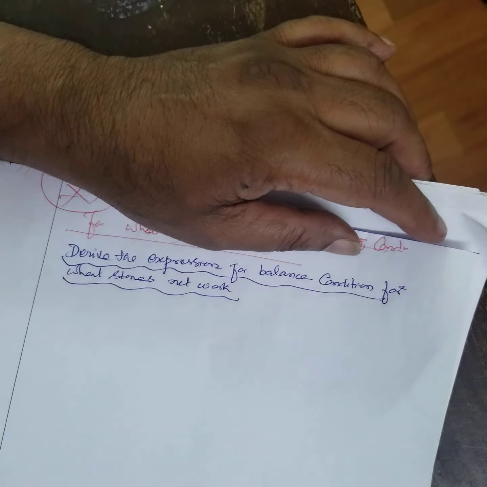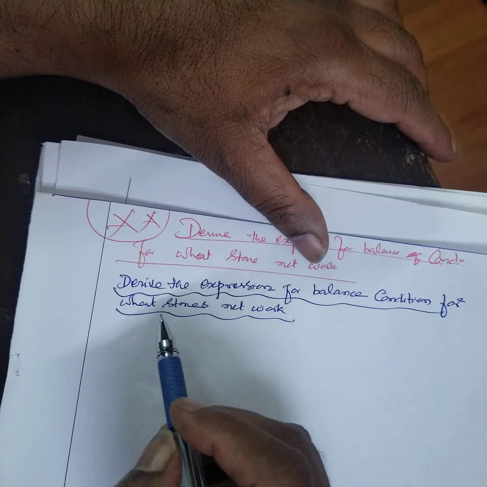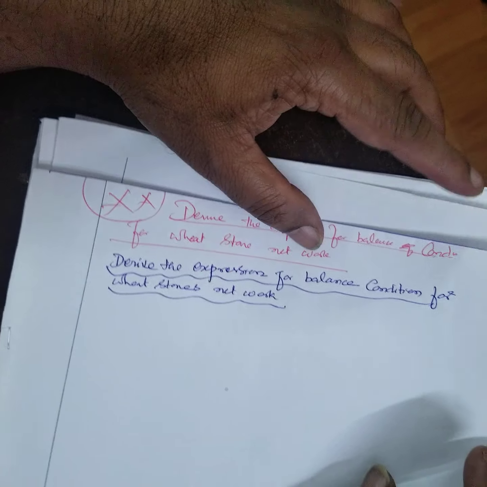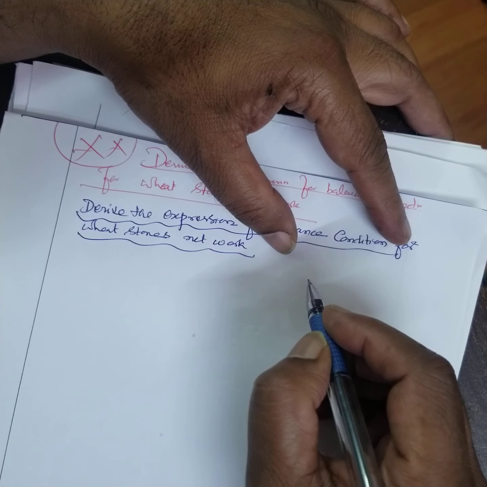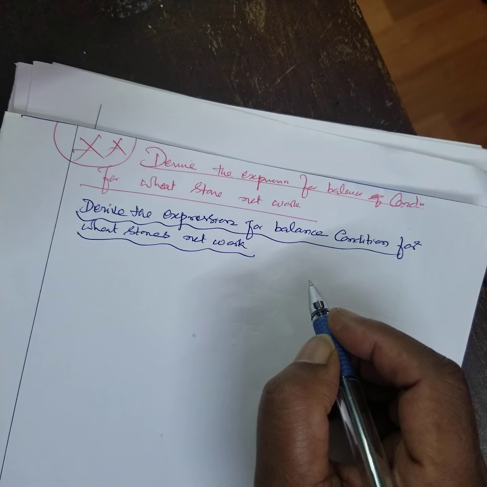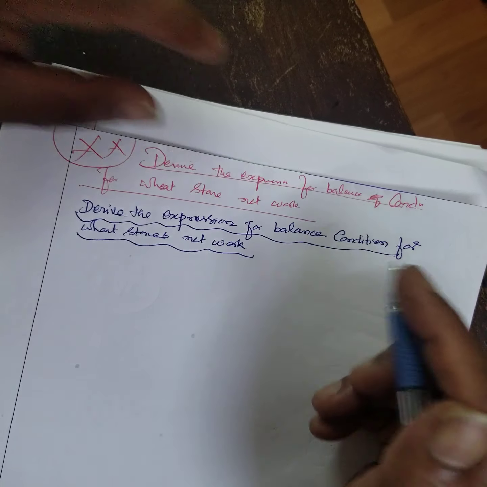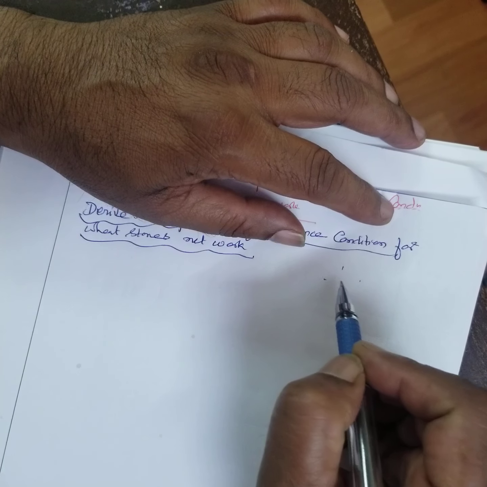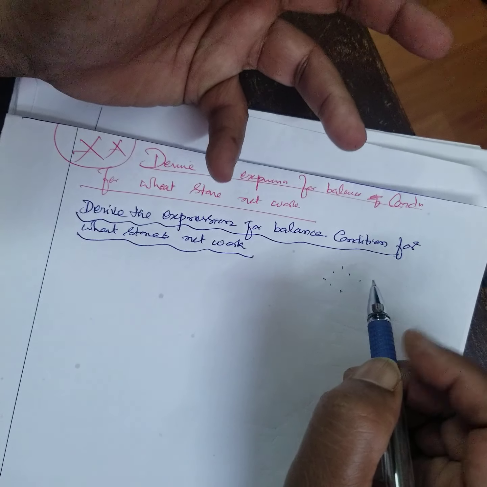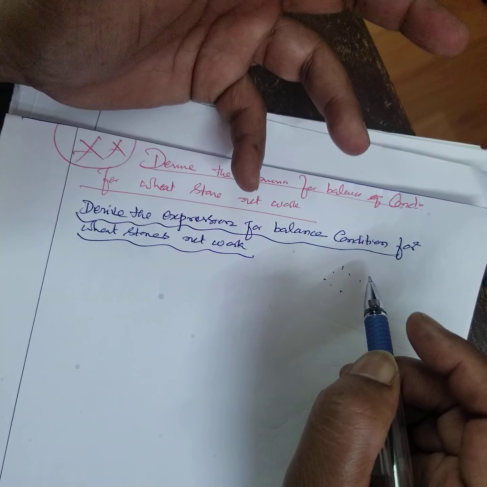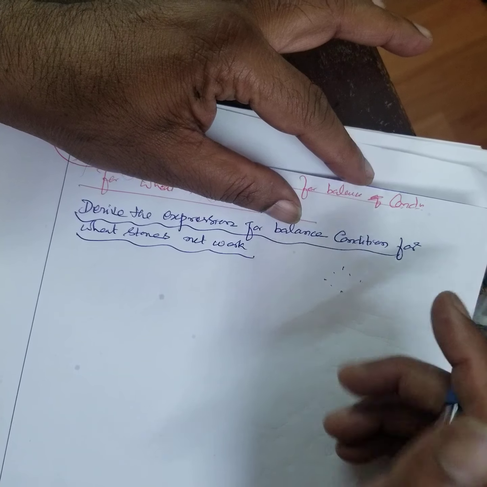Wheatstone network. Today we are going to start the expression for the Wheatstone network. A Wheatstone network consists of four resistors, and it is used to measure one of them. If three resistors are given, the fourth one you can find out. If two resistors are given, the other two can be compared.